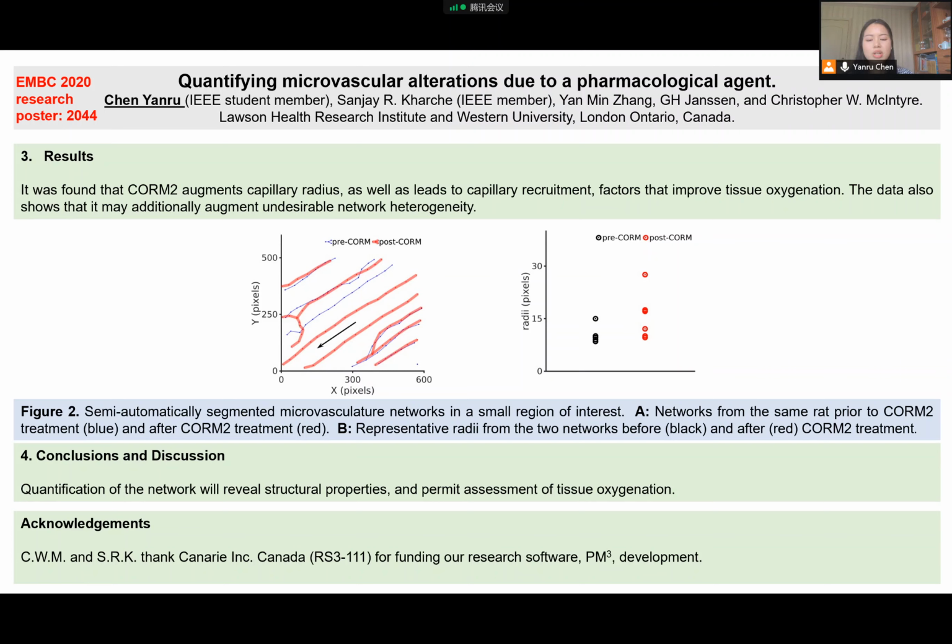In conclusion, quantification of the network will reveal structural properties and permit assessment of tissue oxygenation. The purpose of this presentation is to show you a clear picture of the biophysical quantification of microvascular alterations due to biochemical stimulation, which will permit development of novel pharmacological therapies and highlight associated risks.